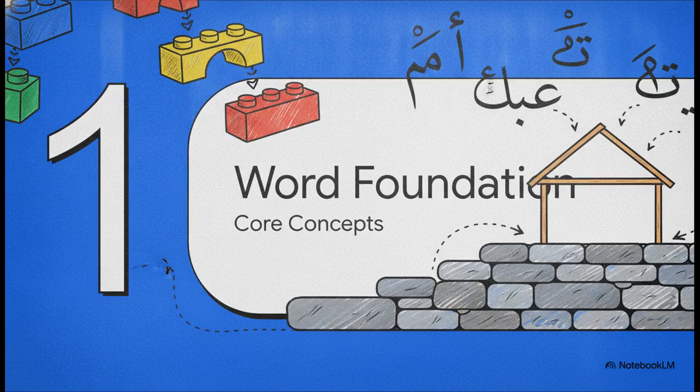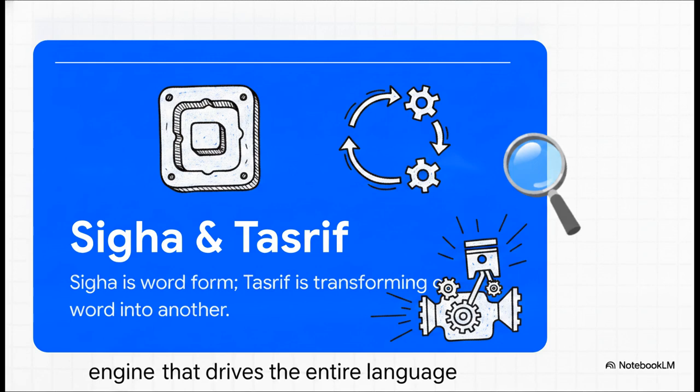All right, Section 1, the foundation of Arabic words. Okay, we really can't build an Arabic sentence without understanding two totally fundamental concepts. To actually get the language, you absolutely have to grasp siga and tasrif. Think of siga as the physical form or the structural shape of the word itself. It's the mold, right? Tasrif, on the other hand, well, that's the action. It's the dynamic transformation process of changing one word into another. You can't just know a word in Arabic, you gotta know exactly how it transforms. Mastering this process, it's literally the engine that drives the entire language.